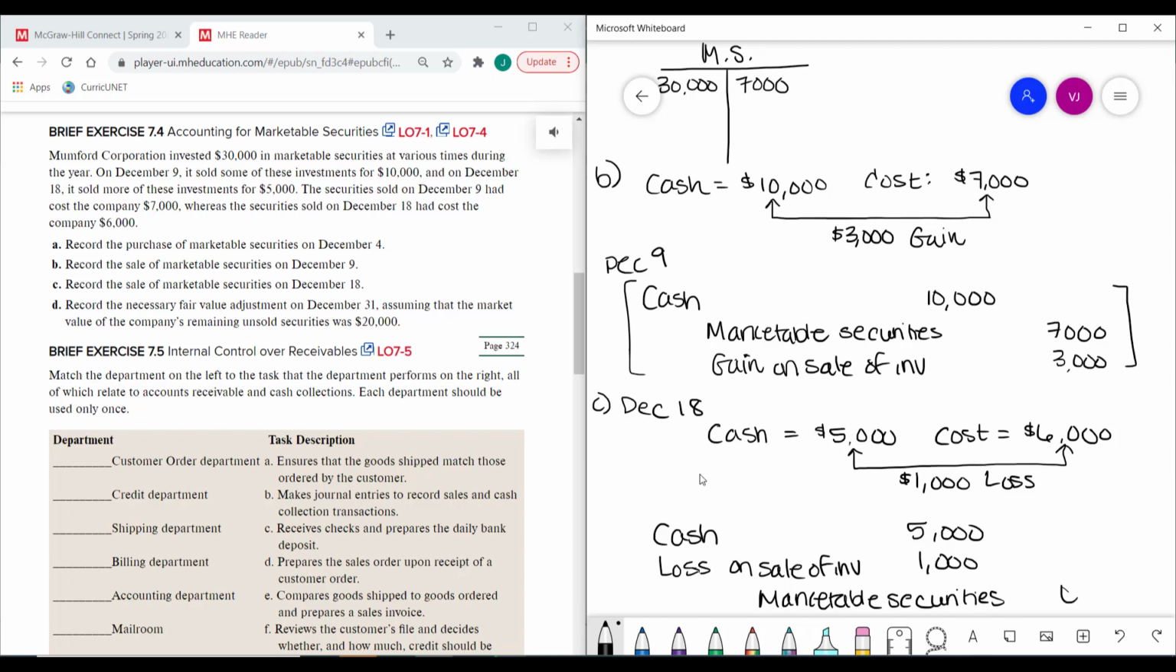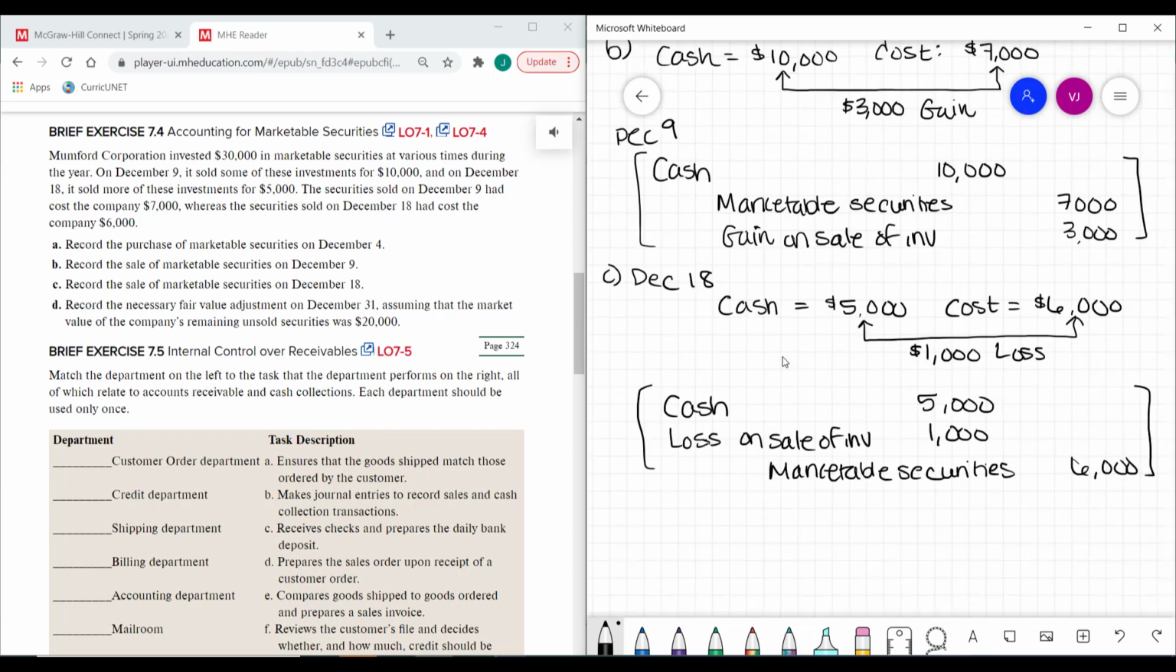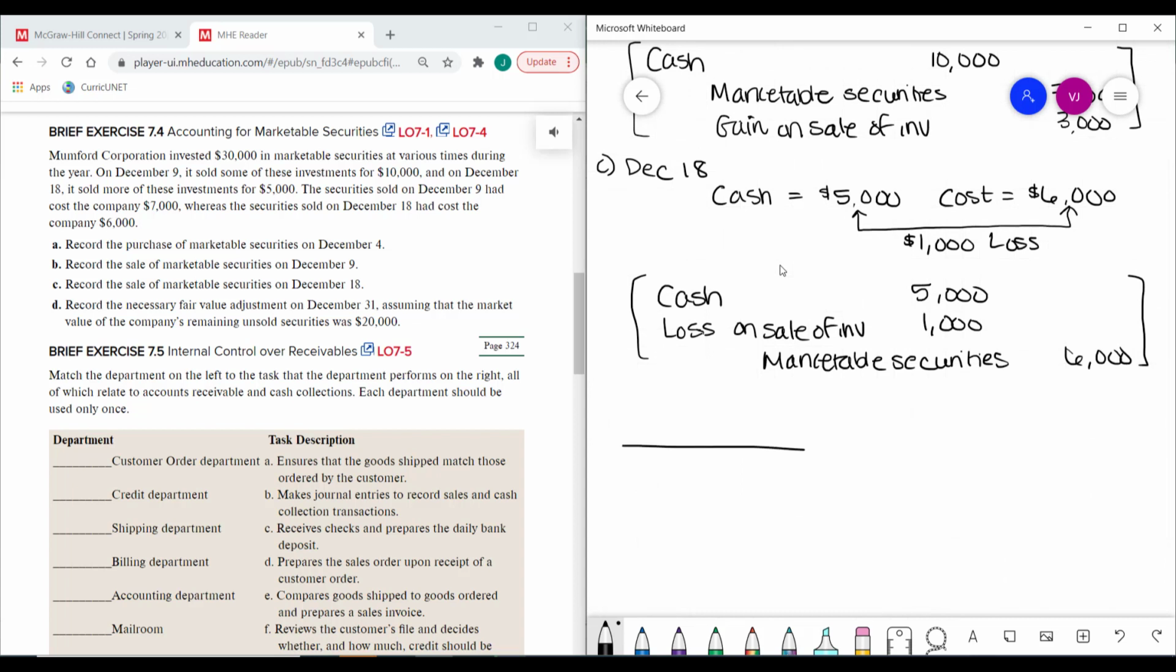And that's the $6,000. If we look at that T account, we further credited that account for $6,000. So after those two transactions, what's our balance in marketable securities? Well, $30,000 minus $7,000 minus $6,000 gives us $17,000. So I'm going to move that T account down. So we have a $17,000 balance in marketable securities.